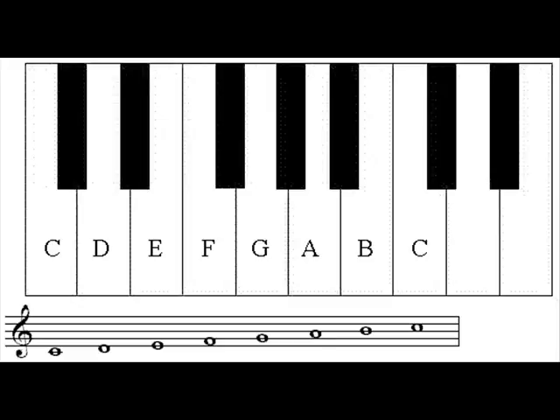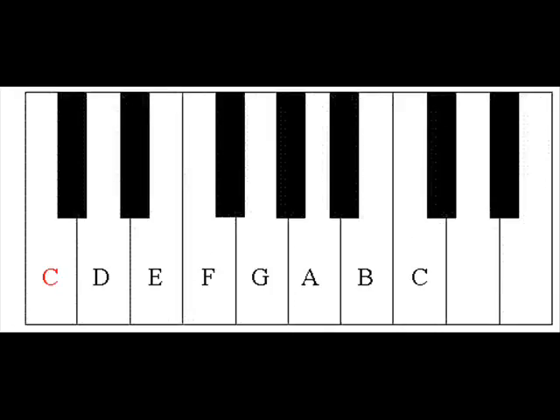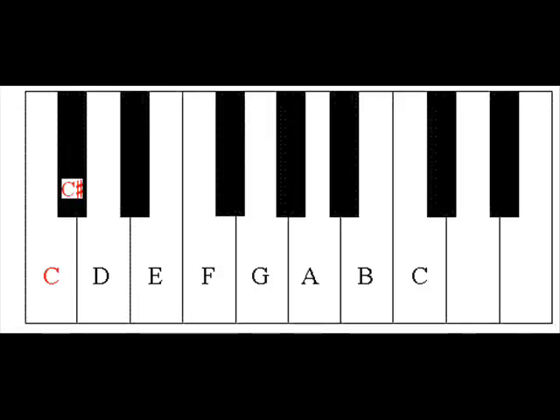Remember, a sharp moves from a white key up to the nearest note. So, starting at C, we would move up to the adjacent black key to arrive at C sharp. Flats move down to the nearest note, so starting at D, we would move down to the next black key, which we would call D flat. The black key between C and D thus has two names, C sharp and D flat.